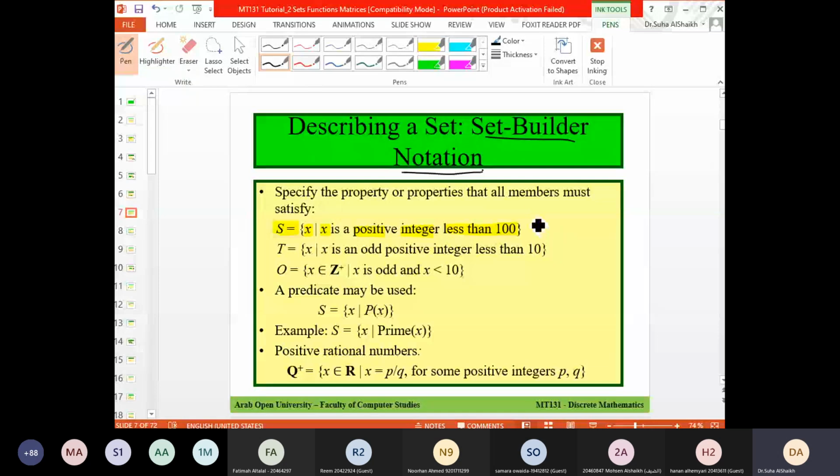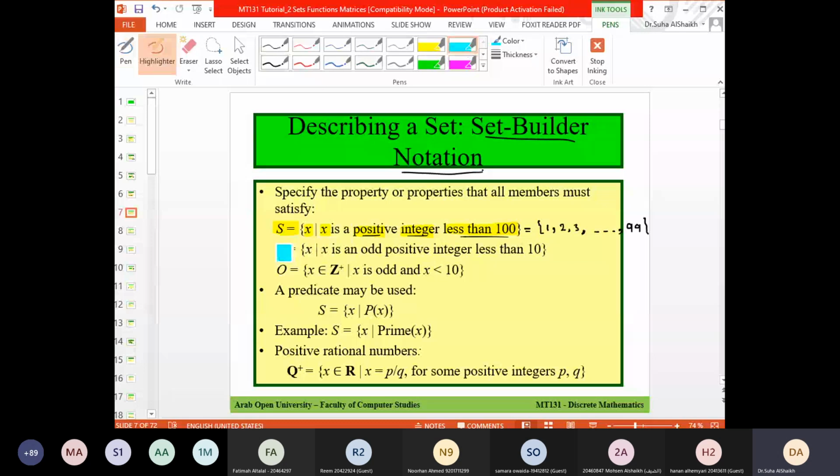What do I have? What are the elements I have? If I want to write the elements using the roster notation, what are the elements that we have here? Exactly, 1 2 3 up to 99. I put 3 dots, comma 99. Yeah, excellent. This we call the roster notation. This we call the set builder notation, by writing what's the special thing the set is having. Positive integer less than 100.